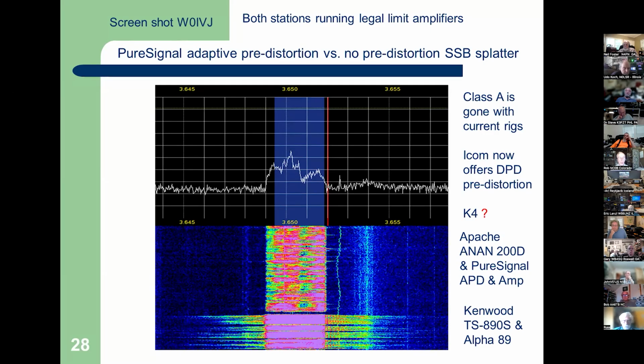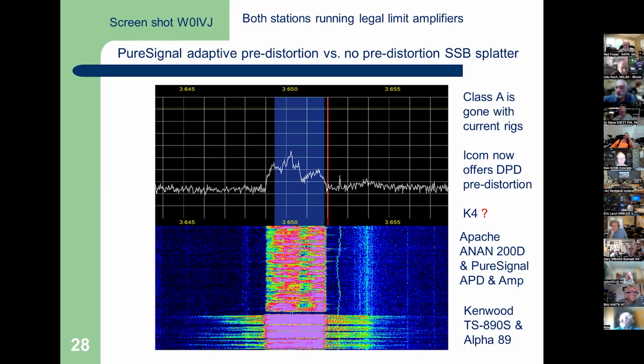And I was on the air with several other people, and so he captured a couple of interesting screenshots off his receiver. So Class A is gone. It used to be if you had a Yaesu 5000D, you got Class A as an option, or the Mark V. Unfortunately, the 101 MP does not offer Class A anymore. So that's not an option. ICOM has the digital pre-distortion. The K4, who knows? That's been promised for 5 years and hasn't shown up yet.